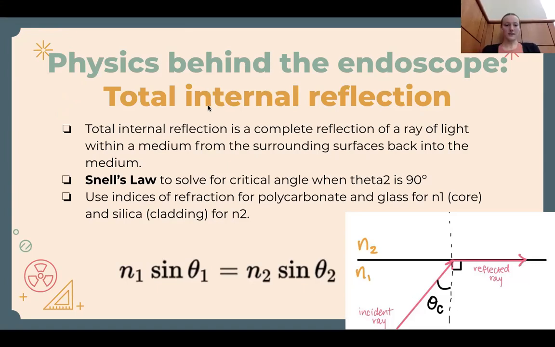So for Snell's law for this problem, we'll be using theta 2 as 90 degrees because that's the definition of total internal reflection, as Ali mentioned. We'll be solving for the critical angle, which is the angle of incidence that allows the ray to be totally internally reflected. And the indices of refraction that we'll be using are for polycarbonate and glass for N1, as Ali mentioned that it's the core, and silica for N2 because it's the cladding.